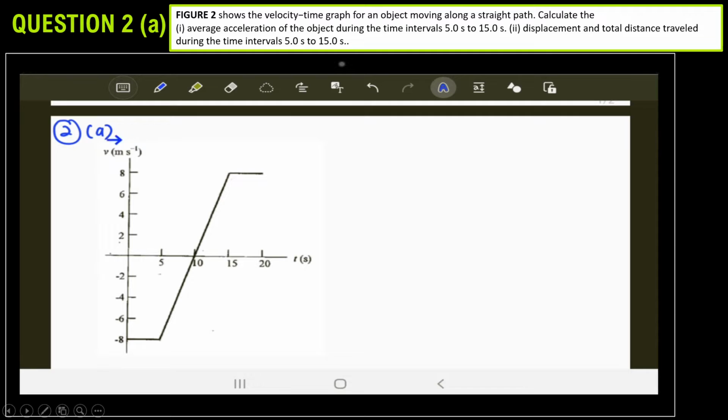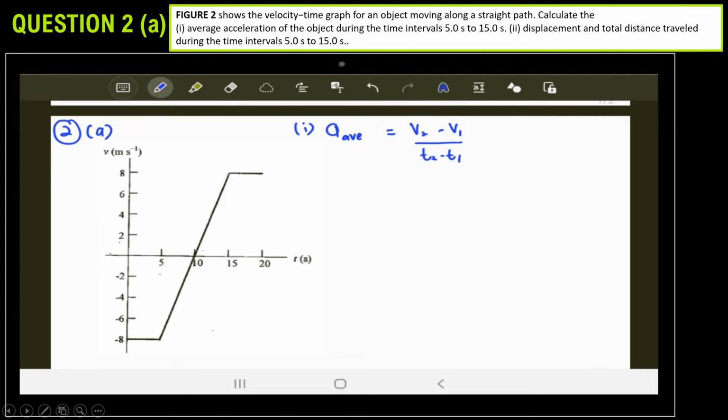Alright, so now as we know, when we have a graph of V against T, when we calculate the gradient of the graph, we will get the value of the acceleration. So let's proceed to question 2a(1), where we want to find the average acceleration. Average acceleration is equal to V2 minus V1 over T2 minus T1, where V2 is the final velocity, V1 is the initial velocity.